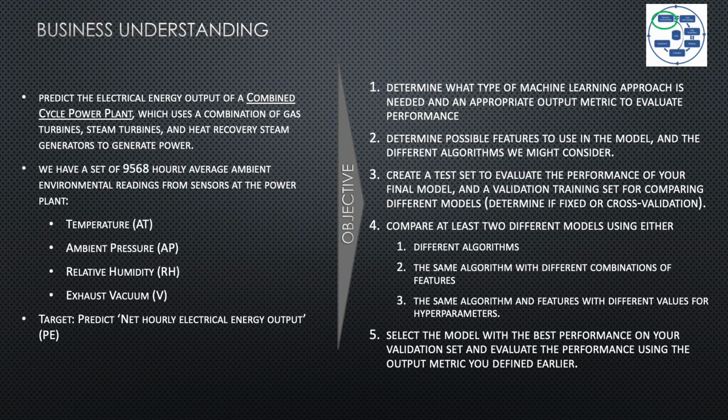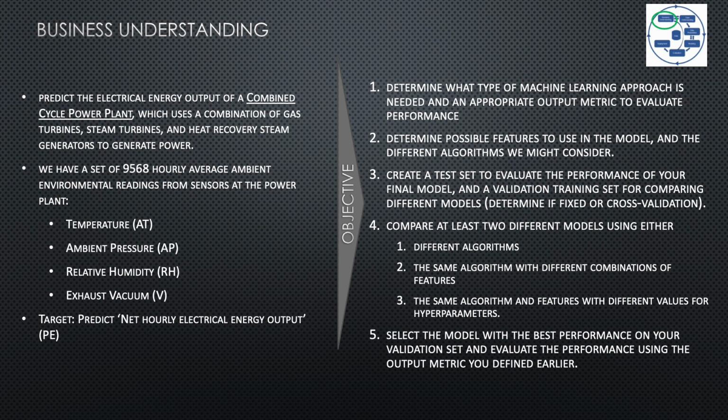So let's understand what we're trying to do here. We're here to predict the electrical energy output of a combined cycle power plant. And what we've been given is a data set of 9,568 readings. Those features include temperature, ambient pressure, relative humidity, exhaust vacuum, and the target here is net hourly electrical energy output. So that's what we're going to try and predict using those other features.